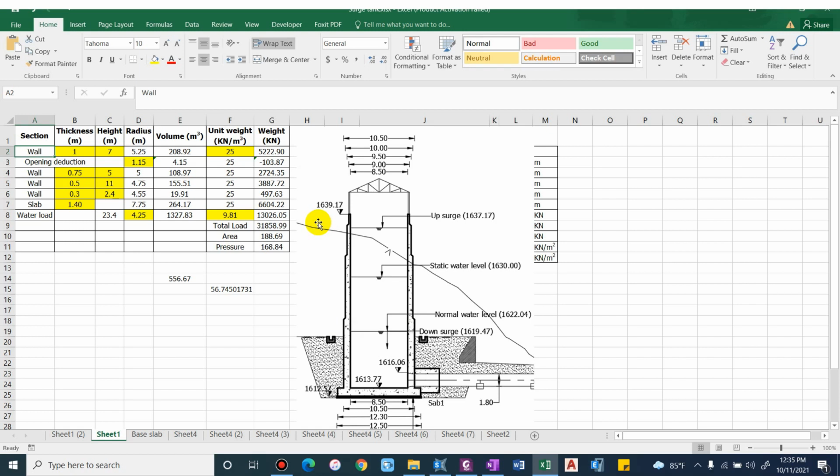We have to compute that firstly. We cannot just put 1 meter. We'll check whether it is sufficient or not. So for this I will show you some formulas, and from that formula we'll compute the thickness required.